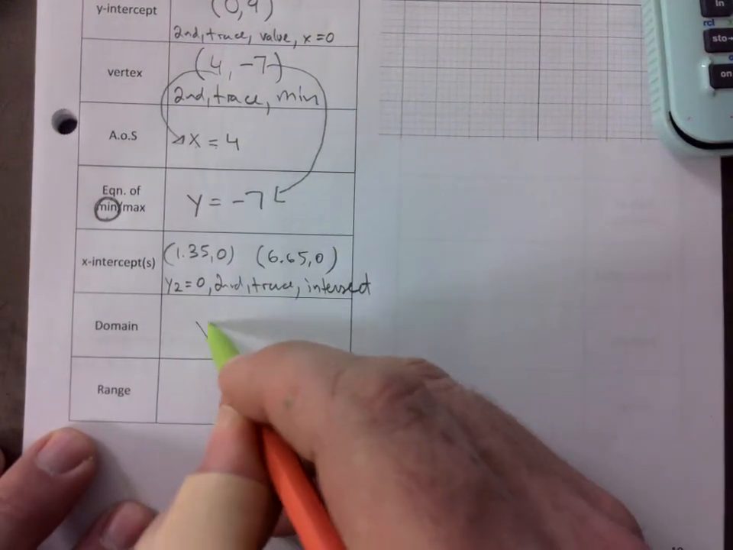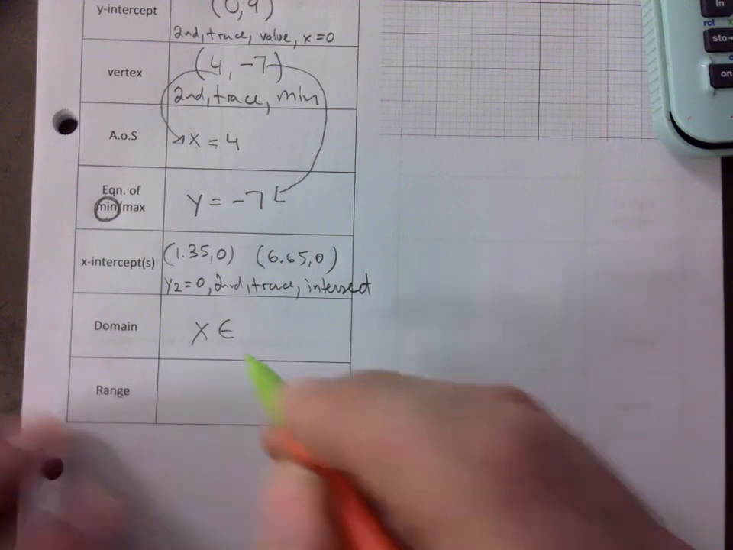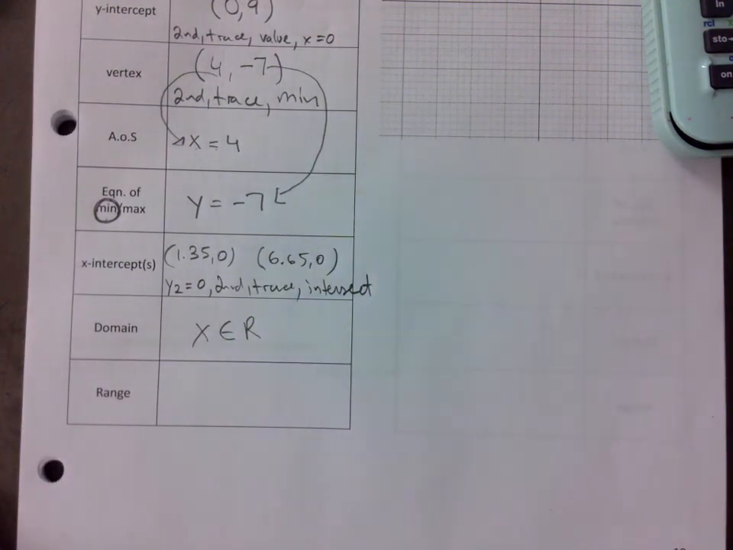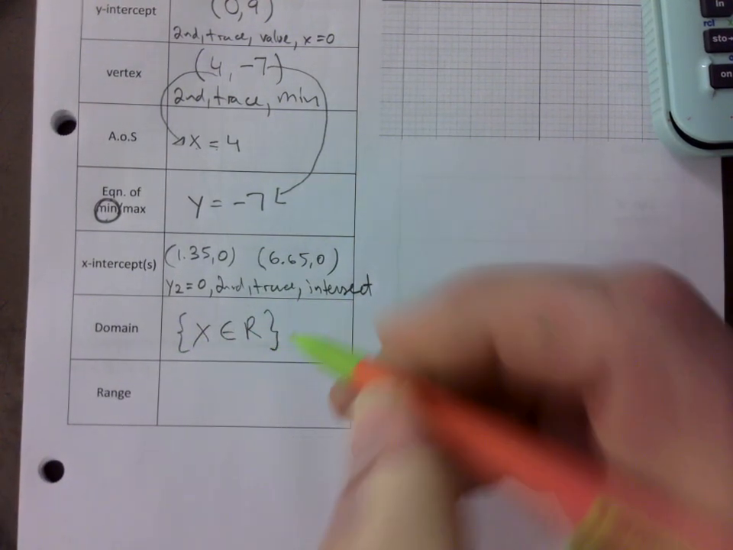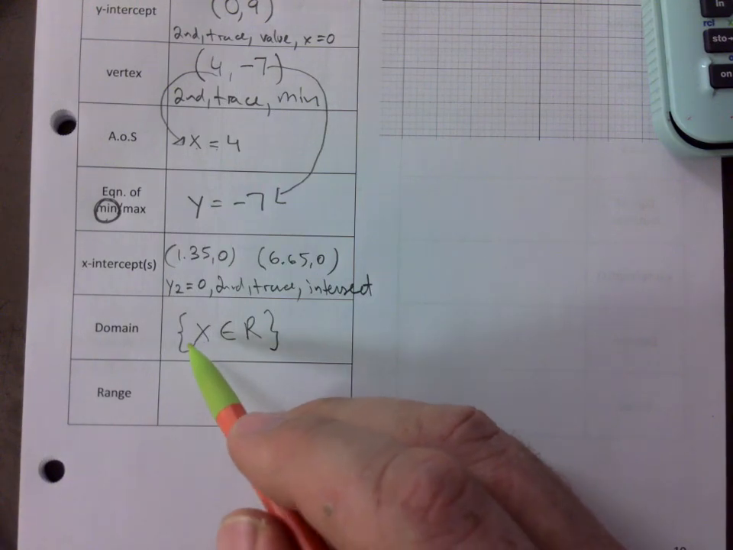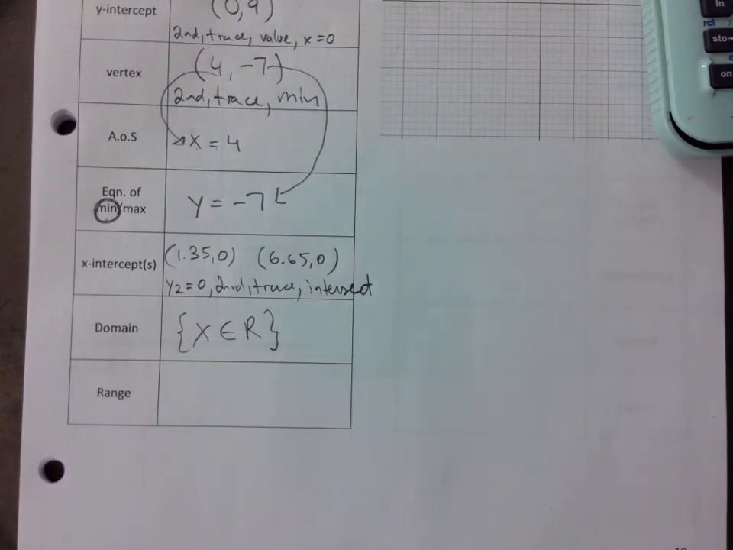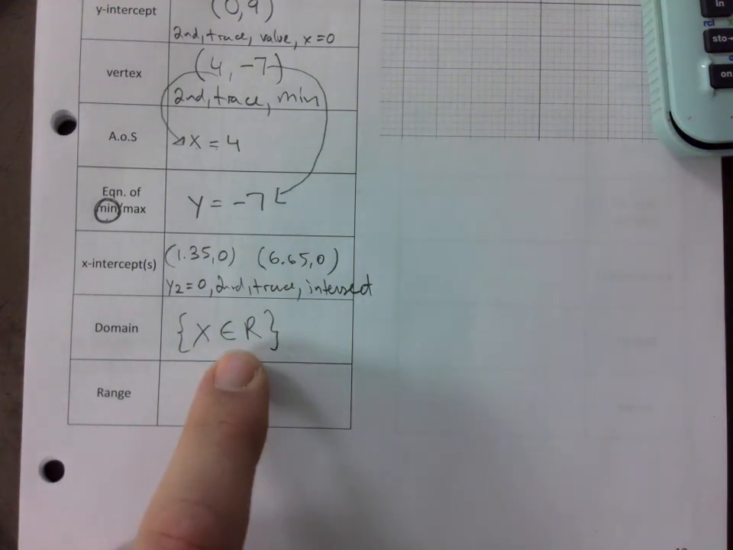What's the domain for this one? You should do this with your eyes closed, okay? That would have been okay in grade 10. No brackets, but we're in grade 11 applied, so you need to make sure you're saying all values. X can be any value you can think of because it opens up indefinitely. Negative, positive, decimal, fraction, anything goes for X.